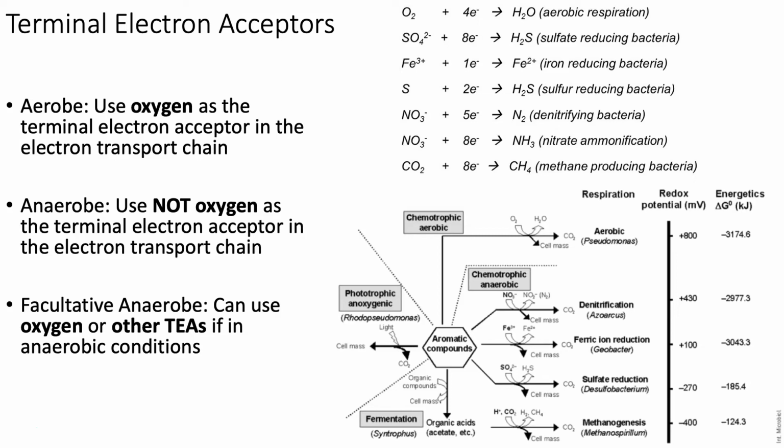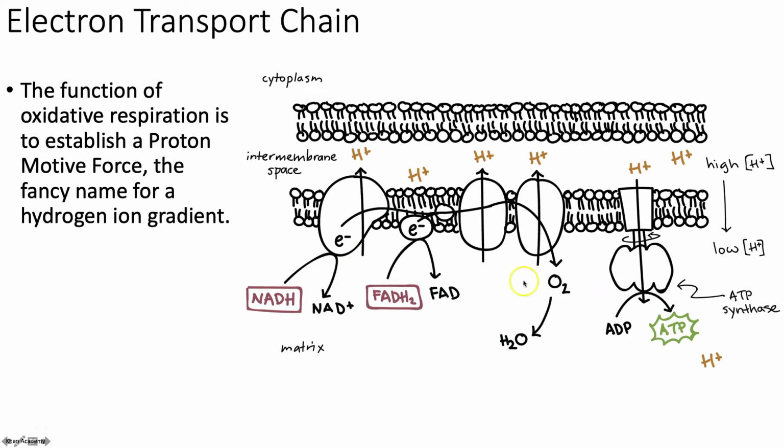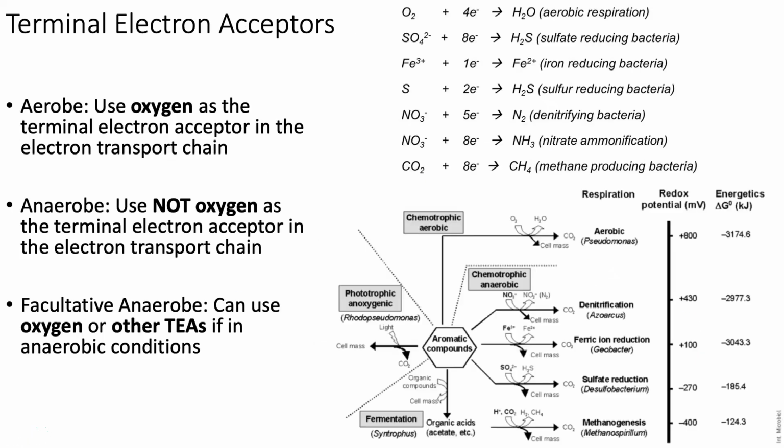But if you use something different from oxygen as your terminal electron acceptor, you're still using the electron transport chain. It's almost the exact same process. You're just kind of swapping out something else right here. Those are called anaerobes. Anaerobes can use a variety of terminal electron acceptors that are different from oxygen. I have a list up here.